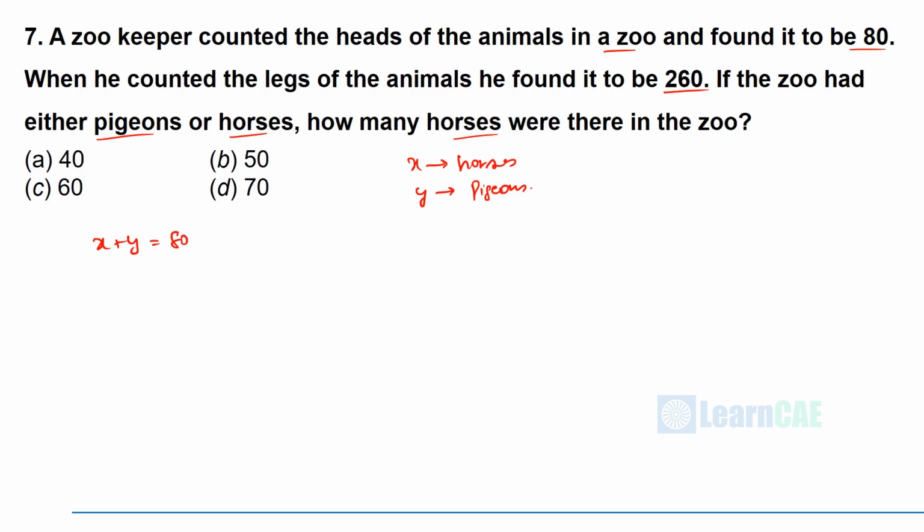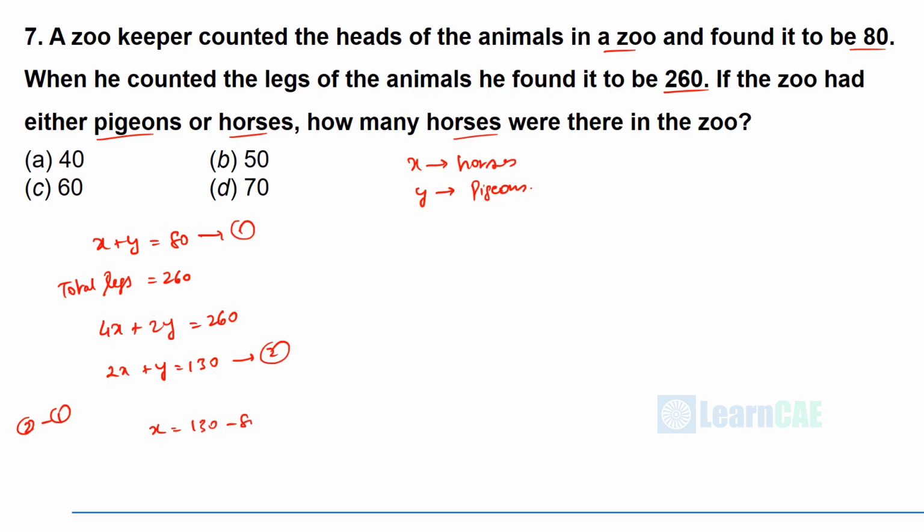Next, when he counted the legs, he found it to be 260. Therefore, total legs is equal to 260. It means horses have 4 legs, 4 into x, plus pigeons have 2 legs, 2 into y, is equal to 260. We can divide by 2: 2x plus y is equal to 130. So this is the second equation and this is the first equation. Second minus first will give you x is equal to 130 minus 80. x will be equal to 50. They are asking how many horses were in the zoo. We got the answer x is equal to 50. Option B.